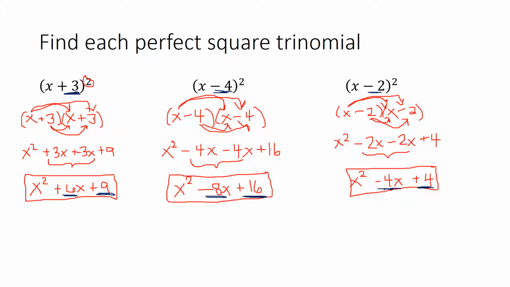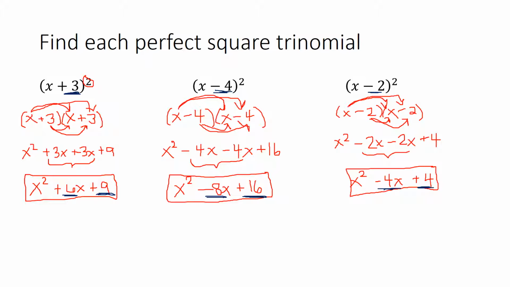So looking for patterns and trying to recognize this, what you should notice is 3 times 2 is 6, and 3 squared is 9. For the second one, the same pattern is evident here. We started off with a -4 in our perfect square. Well, -4 times 2 gives us -8 down here in the middle. And -4 squared, -4 times -4, gives us +16.